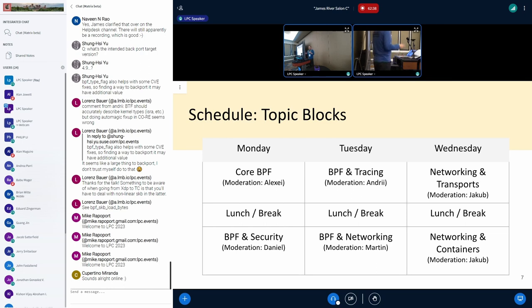In terms of schedule, we have it roughly divided, very high level, topic-wise. On Monday, the first half of the day will be around core BPF, the second around BPF and security use cases. On Tuesday, we'll kick it off with BPF and tracing. Then the afternoon, slightly more around BPF and networking, and then there are also some miscellaneous topics. And Wednesday is a whole day around networking. The morning is networking and transports, and in the afternoon more around containers and other miscellaneous bits and pieces.